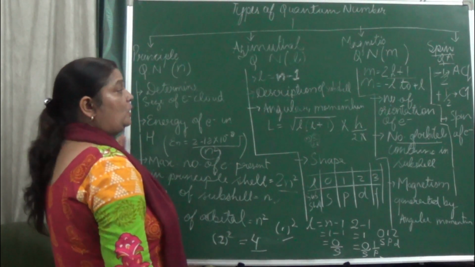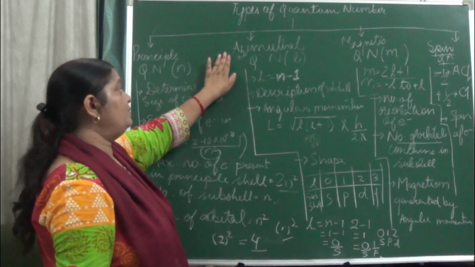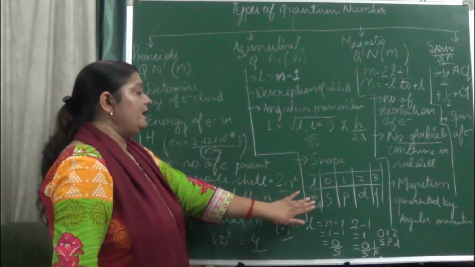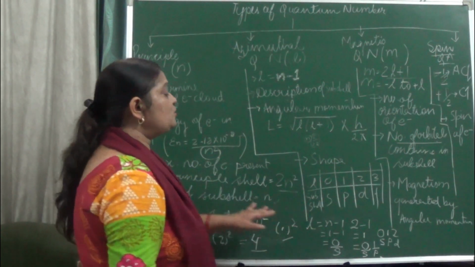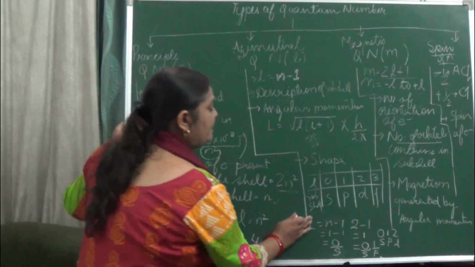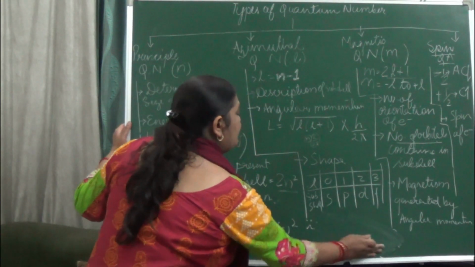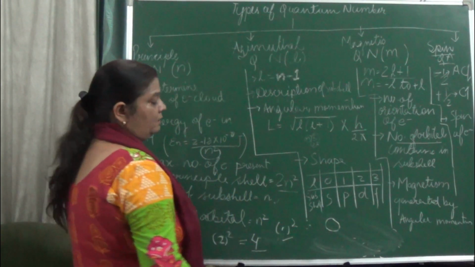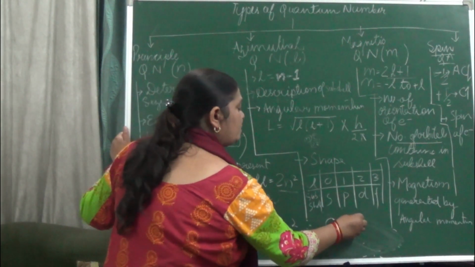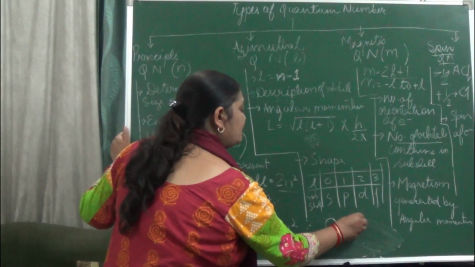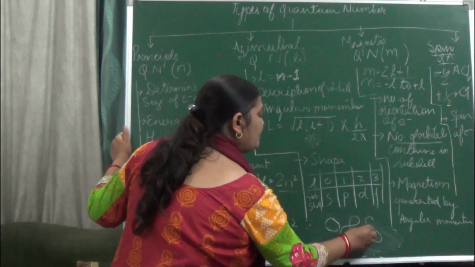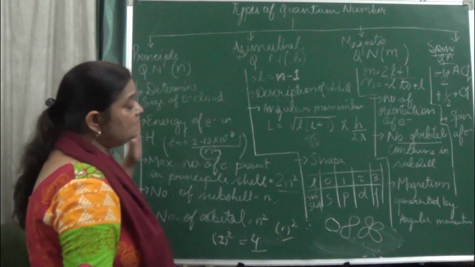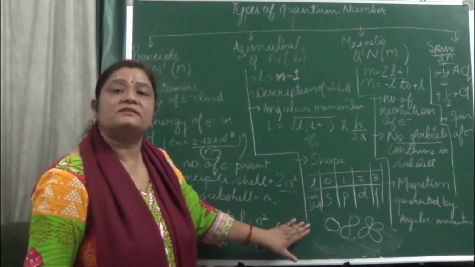Now, the azimuthal quantum number also tells about the shape of these subshells. If it is the s subshell, it is spherical in nature. Spherical means round, isn't it? If it is p, it is dumbbell in nature. If it is d, it is double dumbbell in nature, and so on. So it tells about the shape of the subshells.